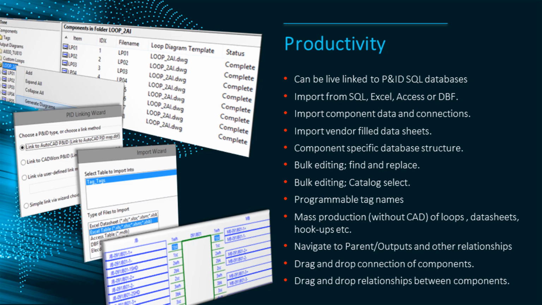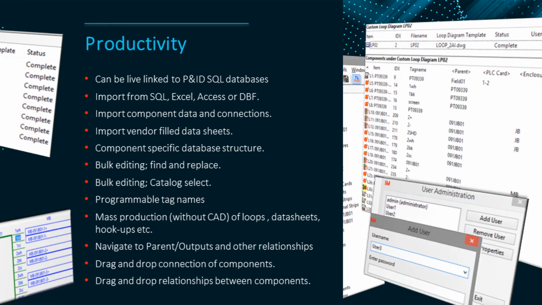The component-specific database structure allows for fast data entry and efficient correction tools such as find, replace and catalog selection of a dataset. Needless to say, the mass production of loops, datasheets, hookups, wiring diagrams and reports without CAD drafting represents productivity rarely seen.